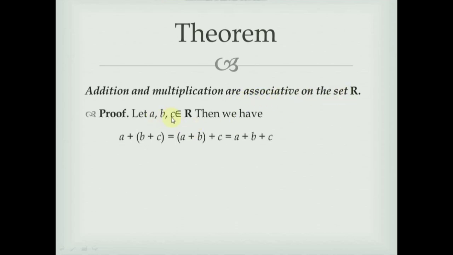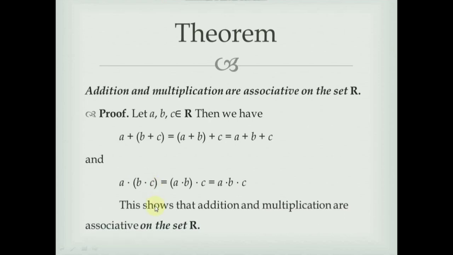Addition and multiplication are associative on the set of real numbers. Suppose A, B, C are any real numbers, then A plus (B plus C) is equal to (A plus B) plus C, that is equal to A plus B plus C. We know that while adding any three real numbers, the sequence of performance of addition does not affect the output. That's why addition is associative on the set of real numbers. Similarly, A dot (B dot C) is equal to (A dot B) dot C, that is equal to A dot B dot C. That is, multiplication is an associative operation on the set of real numbers.